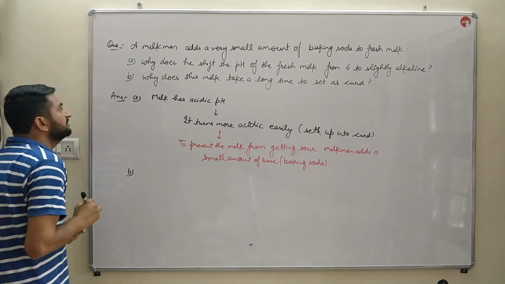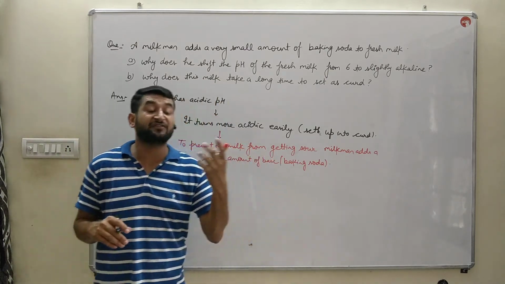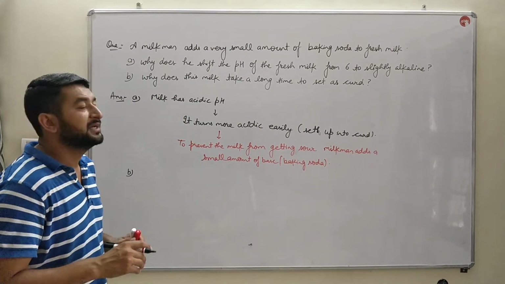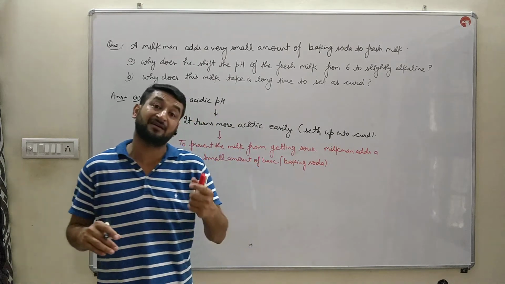The second one: why does this milk, which we take from the milkman and has baking soda in it already, that baking soda contained milk, take a long time to set as a curd?